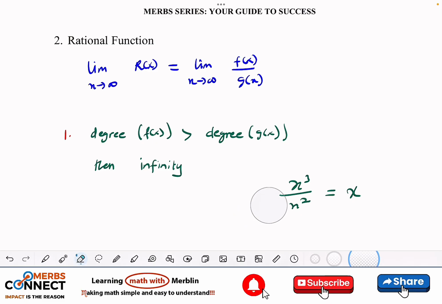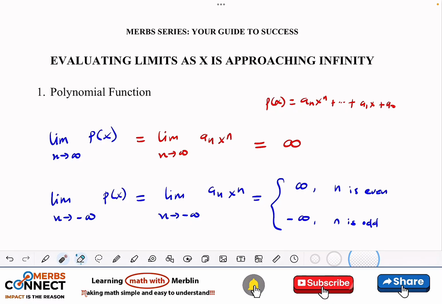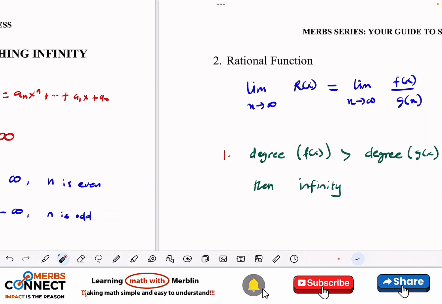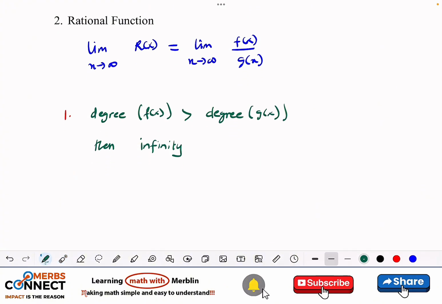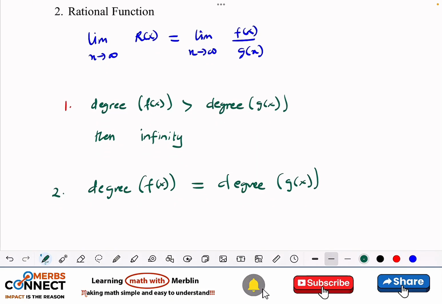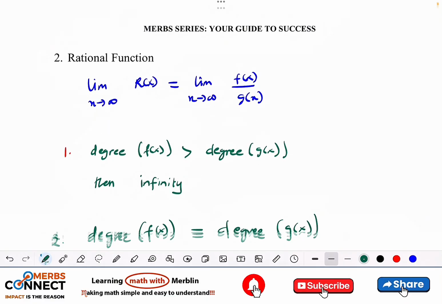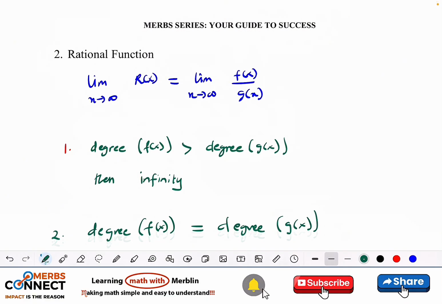So it depends. Whenever you do it and you get a polynomial function, it comes back to one of these: either you are going to get it positive or negative. So that is what you are going to get. Now the second case is when the degree of the numerator is the same as the degree of the denominator. Anytime you are dealing with x approaching infinity, you are dealing with something like a horizontal asymptote.